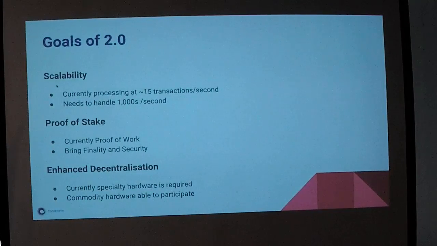Proof of stake, we all know it's currently proof of work. There are problems, we'll talk about that in a future slide. Why do we want proof of stake? Well, it brings finality. It also helps with security, and again, I'll talk a little bit more about that as we go through this.